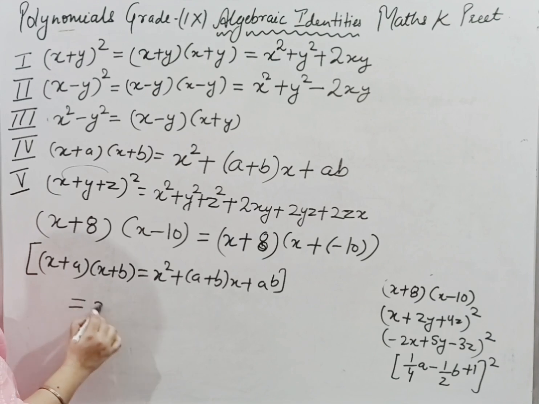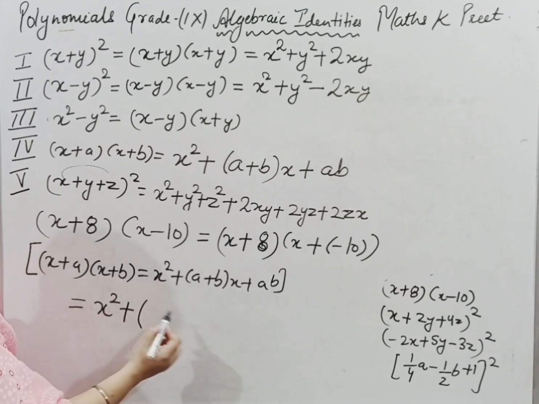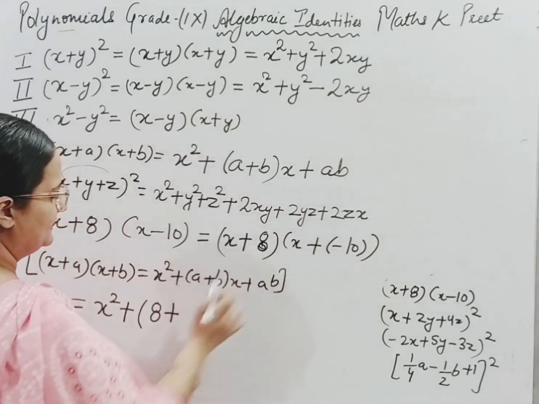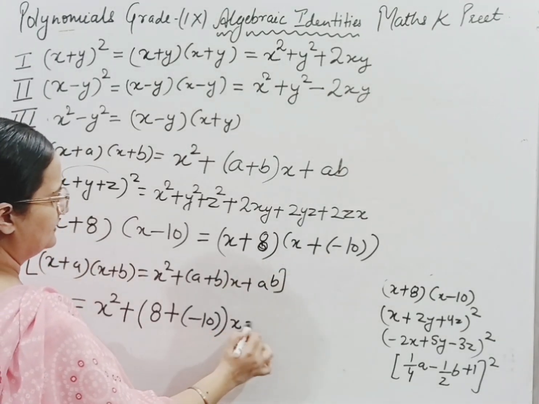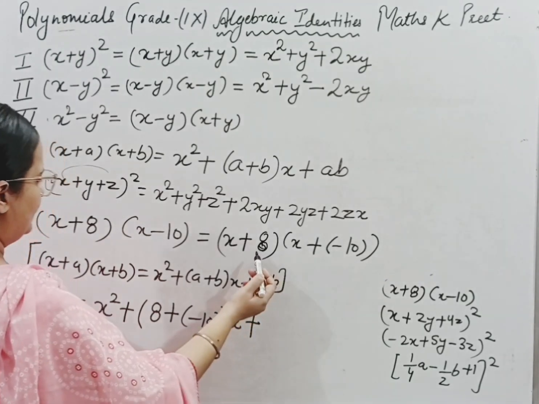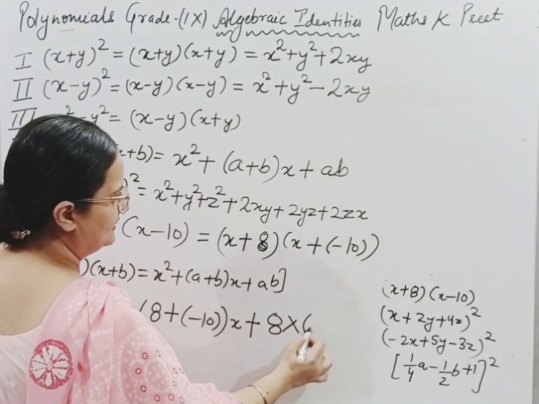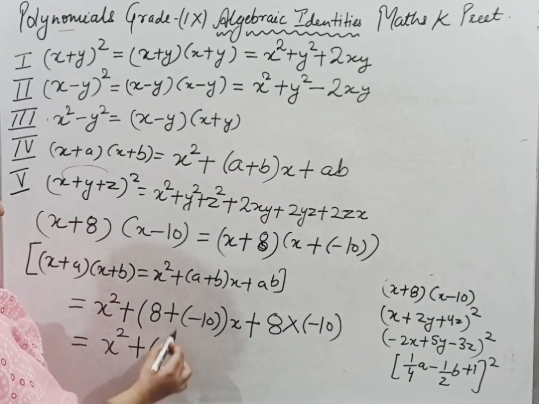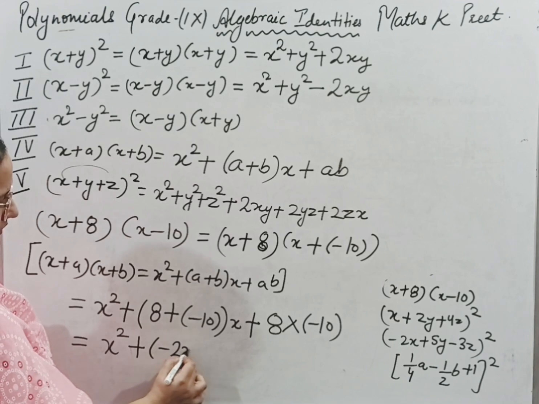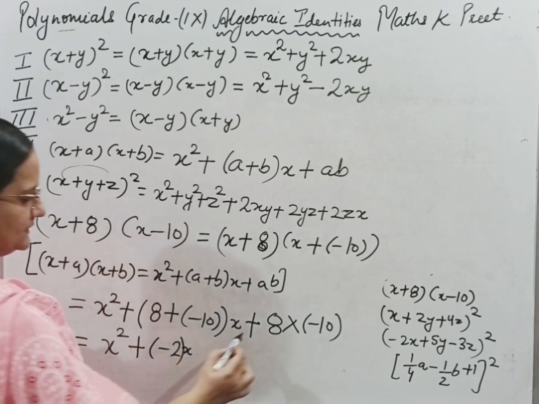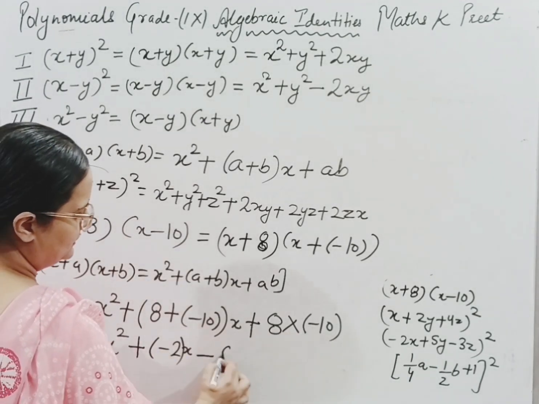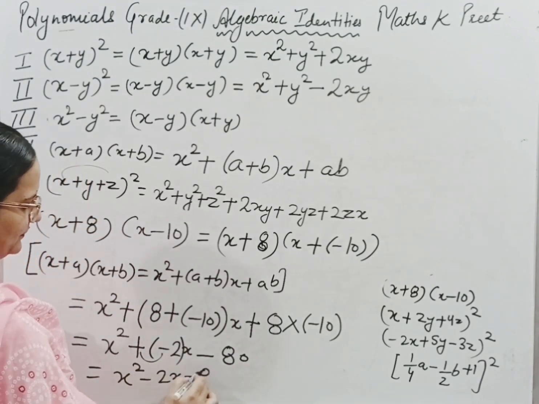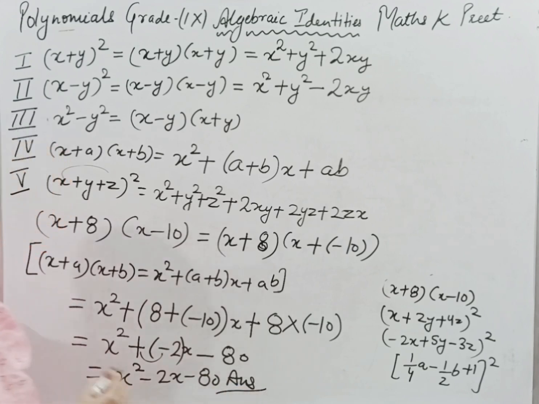So this will be equal to x square plus of, a is what? 8, 8 plus of minus 10. Why? Because b is here minus 10. So minus 10 outside x, plus a is 8, 8 into minus 10. So I am getting 8 plus of minus 10, which will be minus 2 outside x, because 8 minus 10 is minus 2. Next, plus minus is minus, so minus 80. So x square minus 2x minus 80 is the answer for this question.